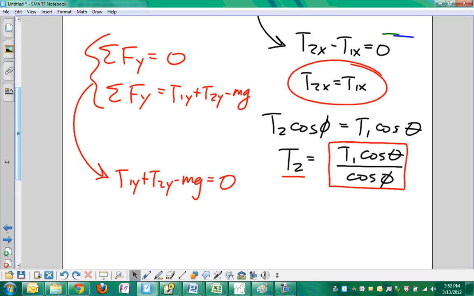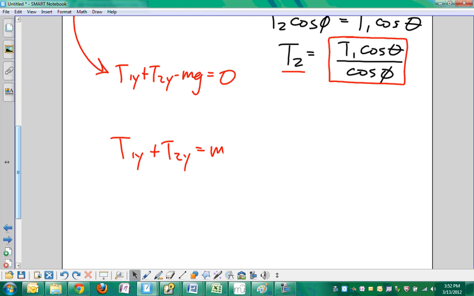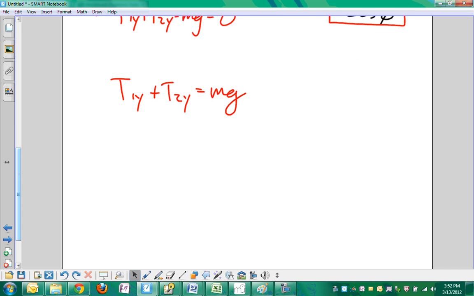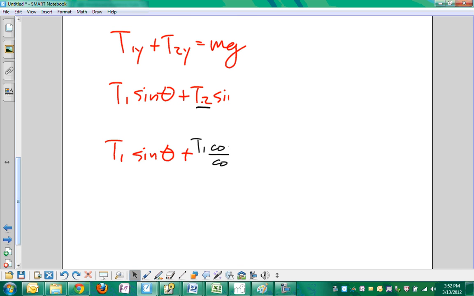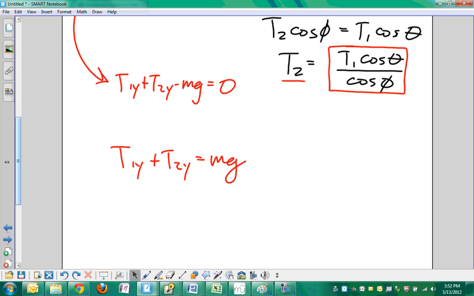That's just the two-equation strategy again. Just like if you did it over here, you might just start here and say that T1y plus T2y is equal to mg. Easy enough. So we know that the y component of T1 plus the y component of T2 is equal to mg. This is where the information that we got before is going to become useful, and that is that we solved for T2 in terms of T1. T2 is equal to T1 cosine theta over cosine phi. So now instead of writing T2y, we're going to make the substitution.